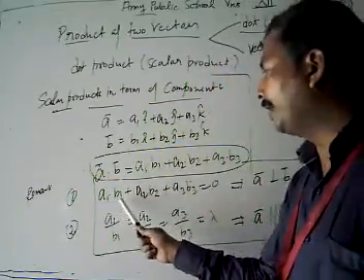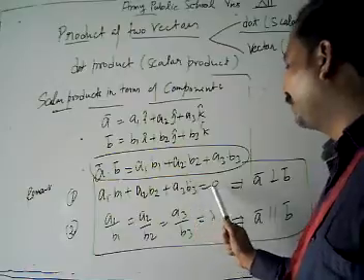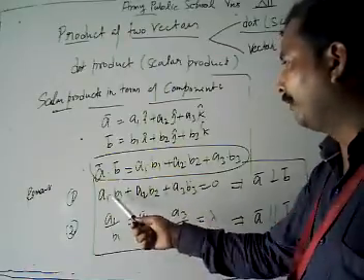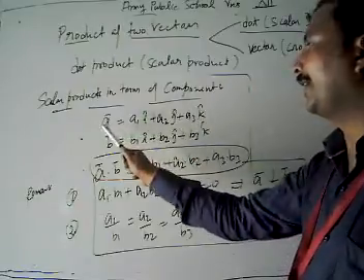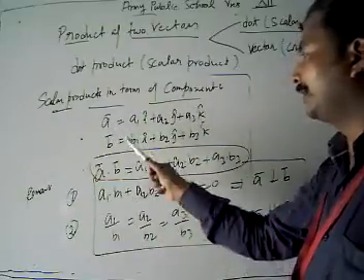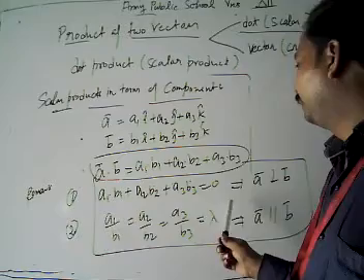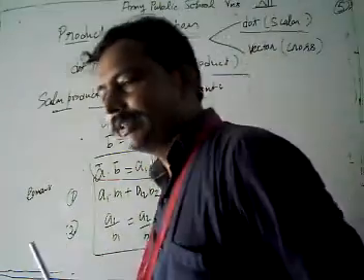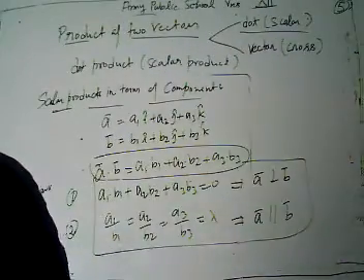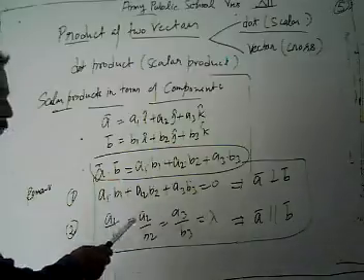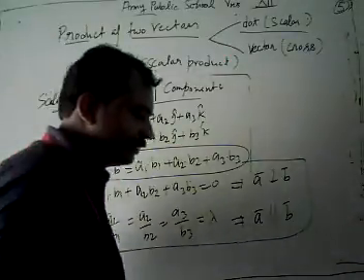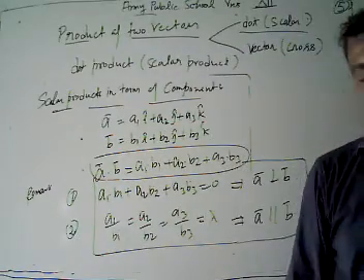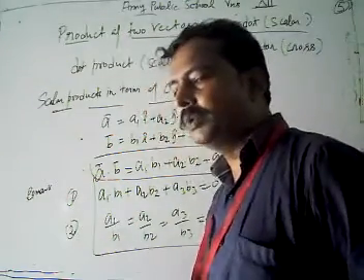When we have a1 b1 plus a2 b2 plus a3 b3 equal to 0, where a1, a2, a3 are the scalar components of vector a, and b1, b2, b3 are the scalar components of vector b, then this is the condition for our two vectors to be perpendicular to each other. Then when we have a1 by b1 equal to a2 by b2 equal to a3 by b3 equal to some lambda, this is the condition for the two vectors to be parallel to each other.